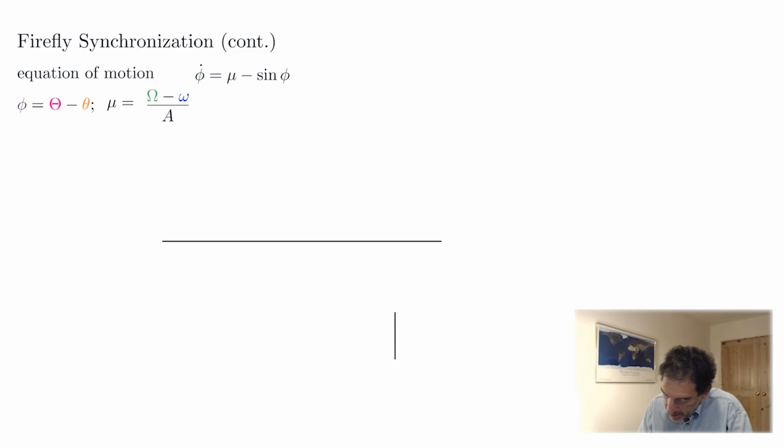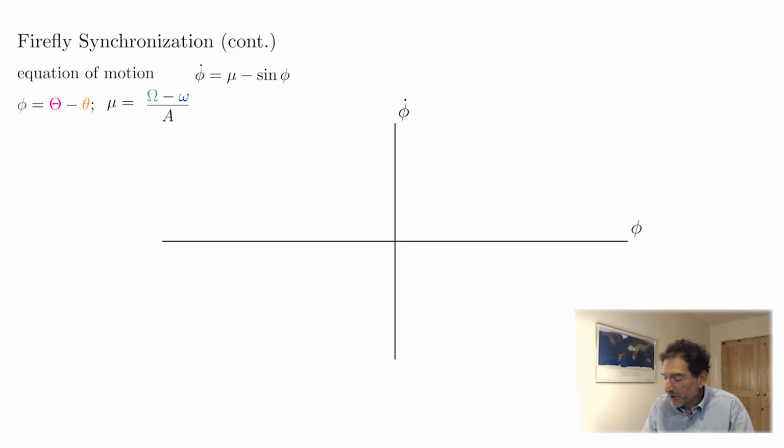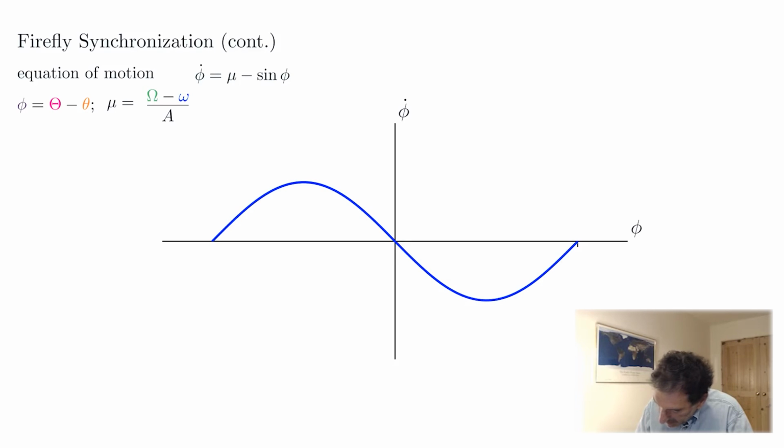So let's plot phi dot as a function of phi. First, let's look at the case where mu is equal to 0. So then phi dot is just equal to minus sine phi. So this is a periodic function, like so. So here is pi, here is minus pi. And so this is the case where mu is equal to 0.